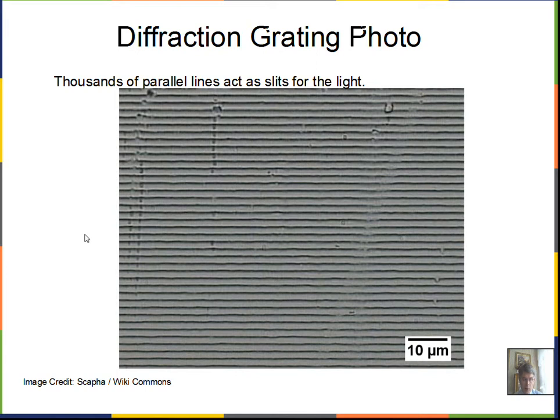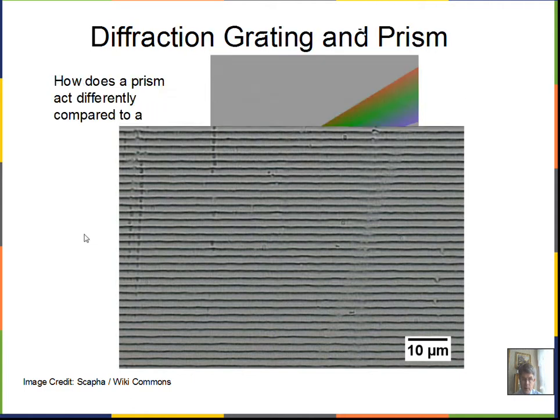And the gratings I'll talk about are gratings where the light passes through the grating. You can also have gratings that are reflection gratings that reflect the light, and we get basically the same effect.